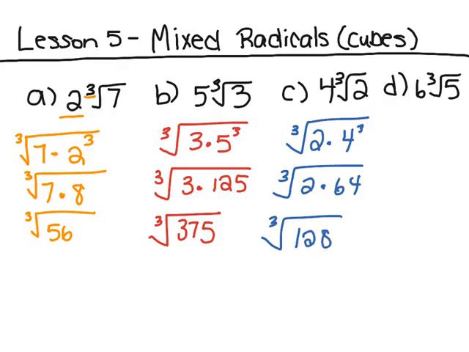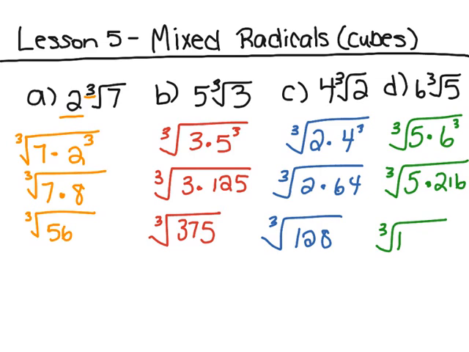And the last one, we have the cube root of 5 times the coefficient, which is 6, to the power of the index, which is 3. So 3 times 5, or the cube root of 5 times 216, so the cube root of 1080. So that's how you write those all as entire radicals.